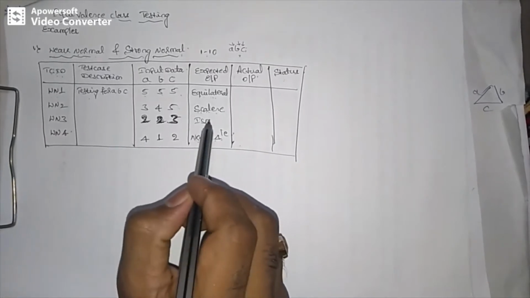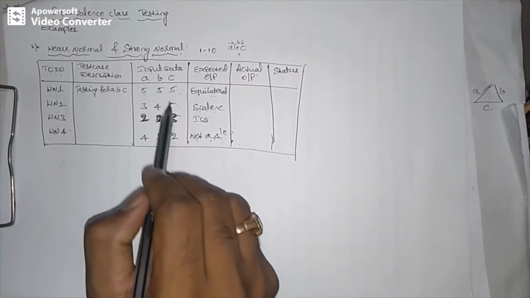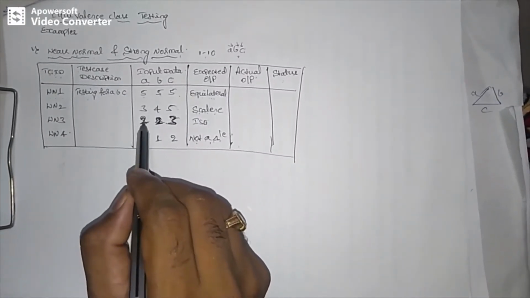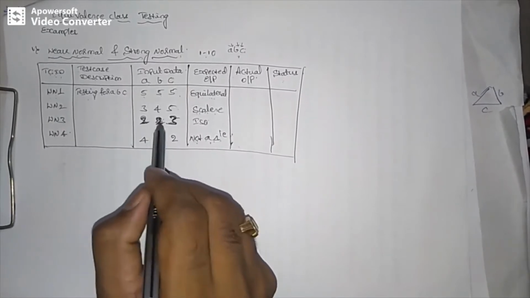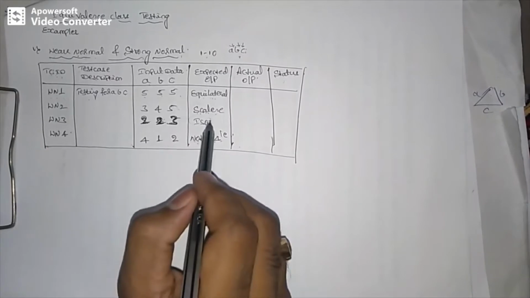Then to generate the isosceles triangle, you know that any two input parameters should be the same and the other can be different. Like for example, here I have specified 2, 2, 3. So I am going to generate the isosceles. This kind of combination you can specify.